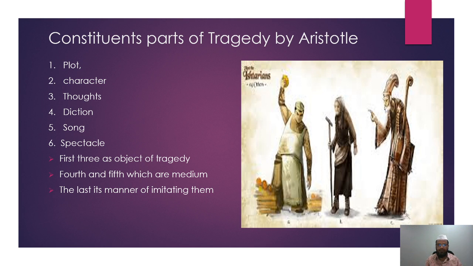These constituent parts have been classified into three groups. First three, plot, character, and thoughts, are regarded as the object of tragedy. Fourth and fifth, diction and song, are regarded as the medium of tragedy. And the last one, that is spectacle, is the manner of imitating them. So the last constituent part denotes the manner of imitation. This is how we have come across these six constituent parts of tragedy, and I hope you must have understood them well.